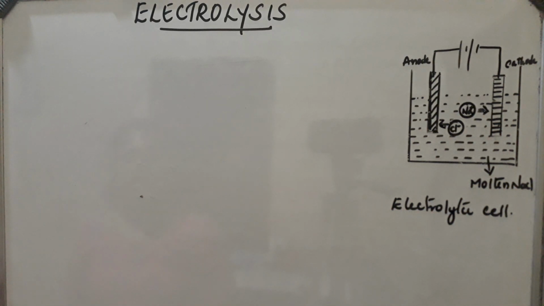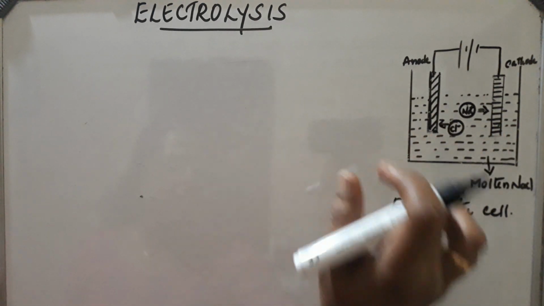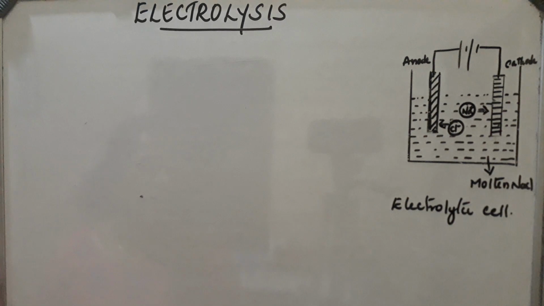Good morning. Today's topic is electrolysis. So, before discussing electrolysis, let us see what is an electrolytic cell. It's a cell containing two electrodes, positive electrode and negative electrode. Positive electrode is called the anode and negative electrode is called the cathode.